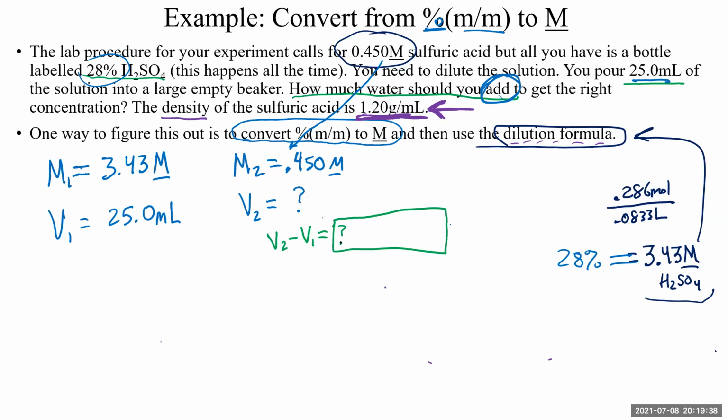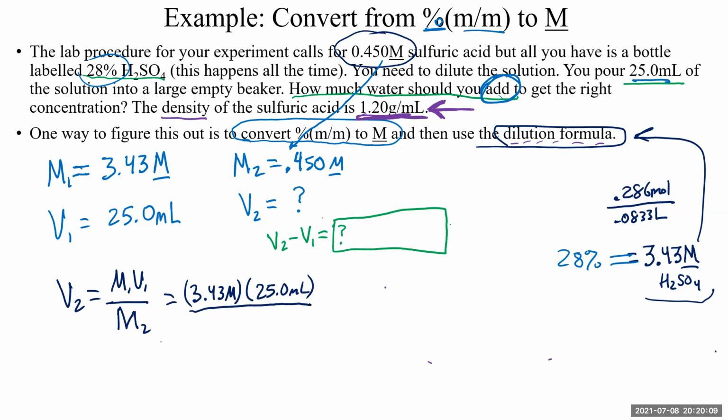Okay, so what is V2? Well, I think by now you know how to solve a simple algebraic formula. So I'm just going to write V2 is equal to M1V1 divided by M2. So that's going to be 3.43 molar multiplied by 25 milliliters. I don't care about the milliliters because I want my answer in milliliters, so I know exactly how much to measure out. Divided by M2, which is 0.45 molar. You can already see here that 3.43 divided by 0.45 is going to be about 7 times. In other words, we're probably going to need about 7 times our initial volume of total solution.